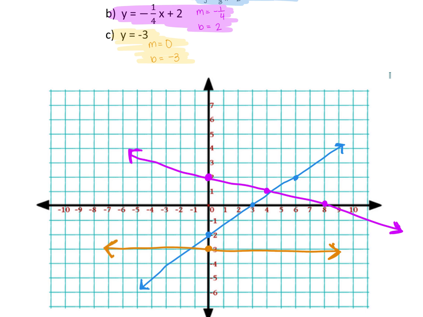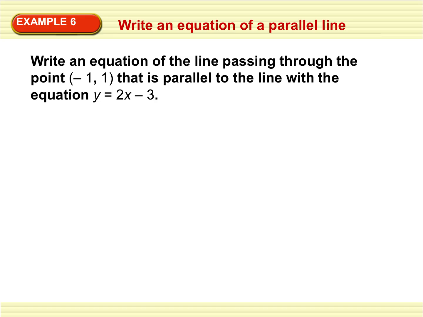Questions on this and how to graph it? Okay, all right, for this one, write an equation of a line that passes through the points that is parallel, so please follow along with this. You are writing a new equation, so it has to be in slope-intercept form. Parallel, what do I know about parallel slopes? They have to be the same. So for my new equation, what's going to be the slope? Good, it's going to be 2.